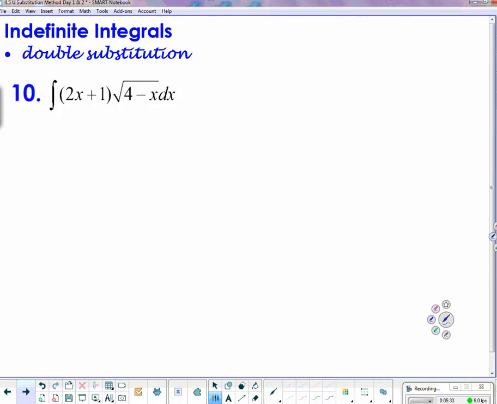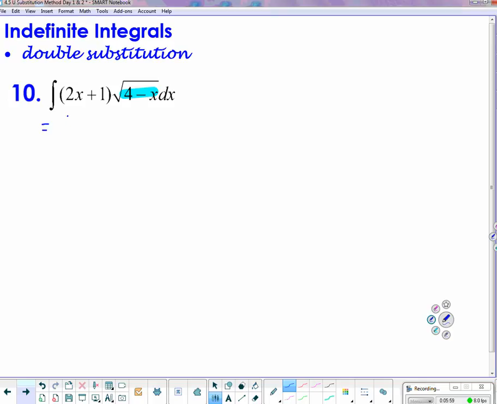Next one, we have 2x plus 1 and a square root. Well, typically for u sub, allow your eyes to be drawn to the more complicated part of your function, and I would say that is the 4 minus x. I know it doesn't look like it's going to sub out very well, but let's just let things roll through, try something. If it doesn't work, we restart.